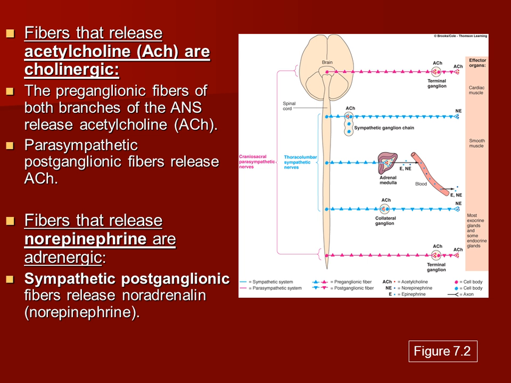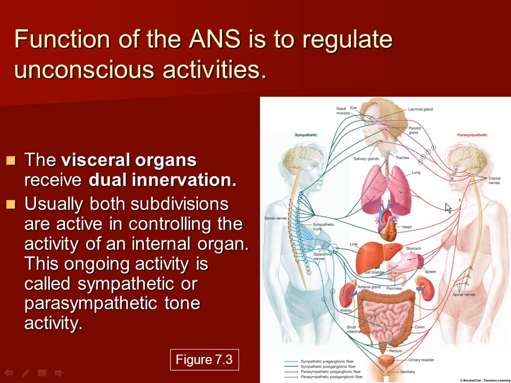So all of these connections, everywhere is acetylcholine except at the very end of the postganglionic. So acetylcholine here, acetylcholine here, acetylcholine there, acetylcholine here, except at the post fiber, right here. It's the only exception. So post fiber of the sympathetic releases adrenaline, noradrenaline, instead of releasing acetylcholine.